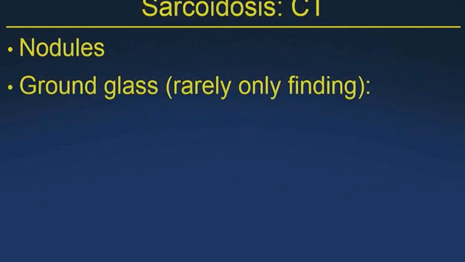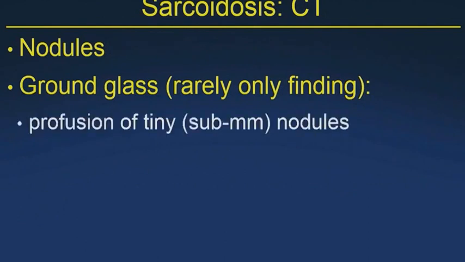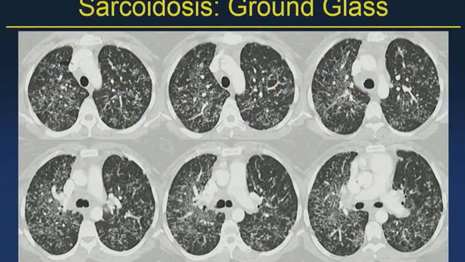Now, ground glass opacities are not commonly, I guess, in our thoughts associated with sarcoid, but they're not terribly uncommon in patients with extensive sarcoid. It's just that they are rarely the only finding. They usually occur in the setting of other more typical findings. And they can occur because of a profusion of tiny submillimeter nodules that are below the resolution of the CT scanner to depict as individual nodules, or in the setting of fibrotic sarcoid by very fine microscopic fibrosis.